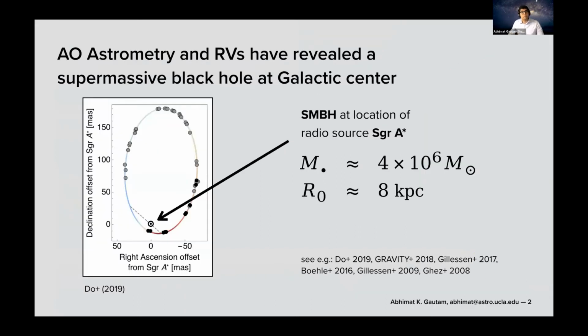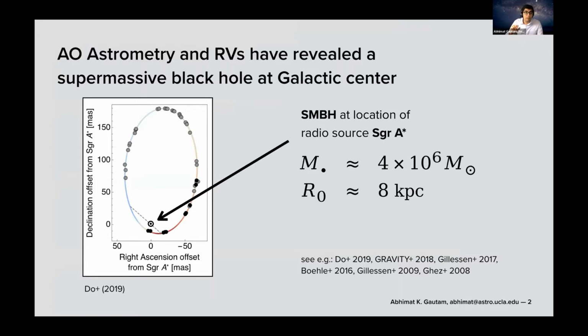So to start with some brief background, near-infrared astrometry and radial velocity data with large ground-based telescopes using adaptive optics have revealed a supermassive black hole at the center of our galaxy. By tracking stellar orbits, we can measure the mass and the distance to the galactic center black hole. Shown here on the slide is recent work by Do et al. 2019, fitting the orbit of the star S02 as it made its closest approach to the black hole in 2018. By measuring the orbit, we found that the galactic center black hole has a mass of about 4 million solar masses, and it's at a distance of about 8 kiloparsecs.